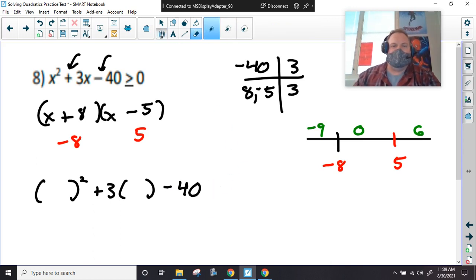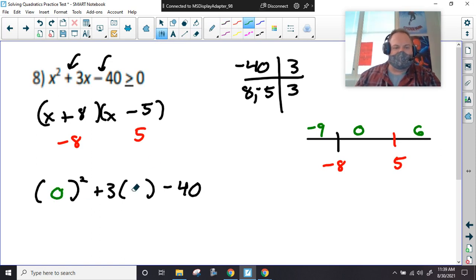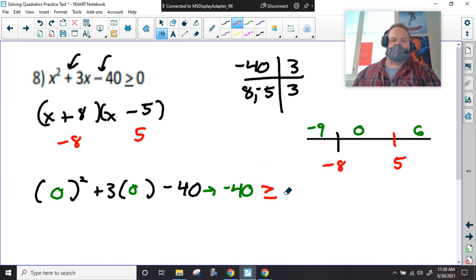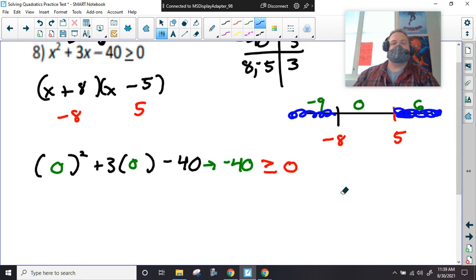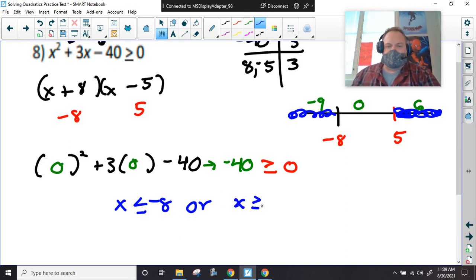Okay. All right. So if I plug in 0, I get -40. Is -40 greater than or equal to 0? No, it's not. So that means that these numbers should work on this side. So my actual answer would be x less than or equal to -8, or x greater than or equal to 5.